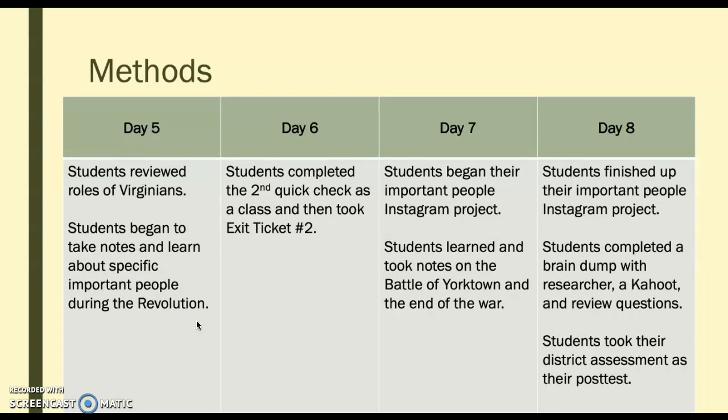On day 5, the students reviewed these roles and started learning about 5 important people of the American Revolution. Then on day 6, they completed quick checks as a class and took the exit ticket number 2. On day 7, they began their Important People project and learned about the Battle of Yorktown and the end of the war. Then on day 8, the final day of the unit, the students finished their project. They also completed a brain dump as a class, review questions, and a Kahoot before they were ready to take their district assessment, which served as their post-test.